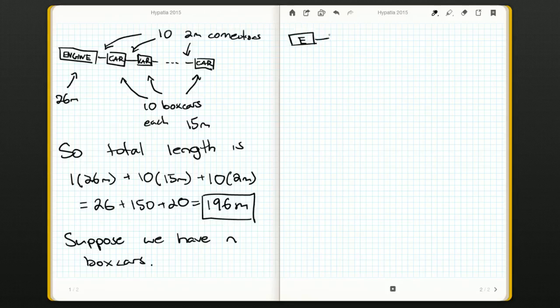So we have an engine, followed by a boxcar, followed by a boxcar. So we have n boxcars, and that'll mean n connections.